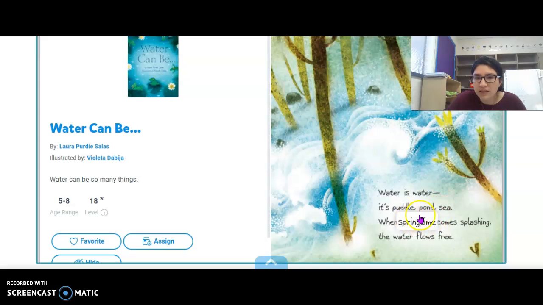Water is water, it's puddle, pond, sea. When springtime comes, splashing, the water flows free.